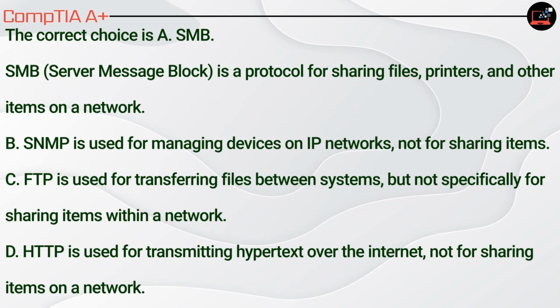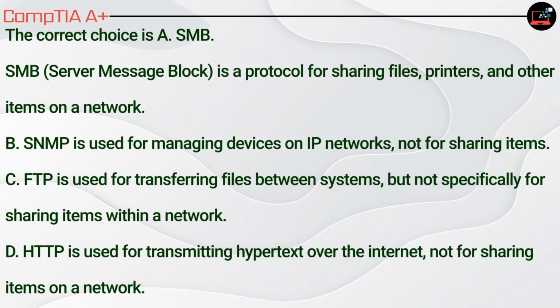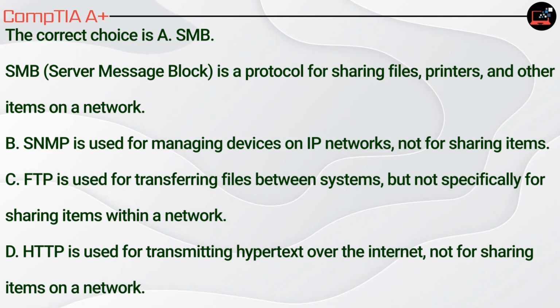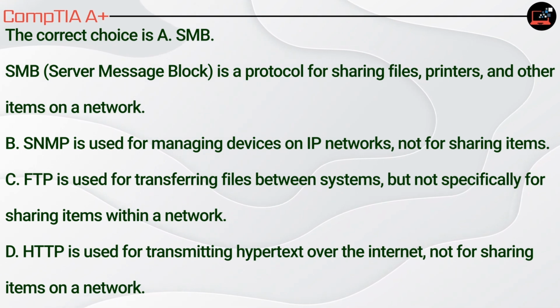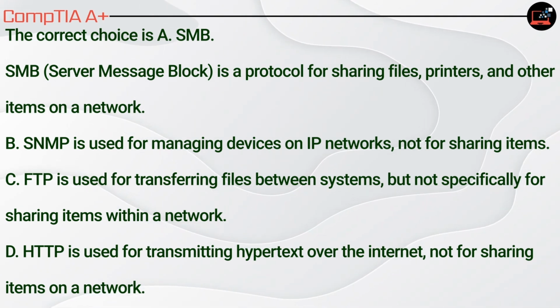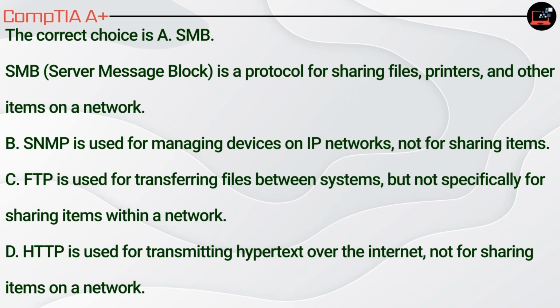The correct choice is A, SMB. SMB, Server Message Block, is a protocol for sharing files, printers, and other items on a network. B, SNMP is used for managing devices on IP networks, not for sharing items.